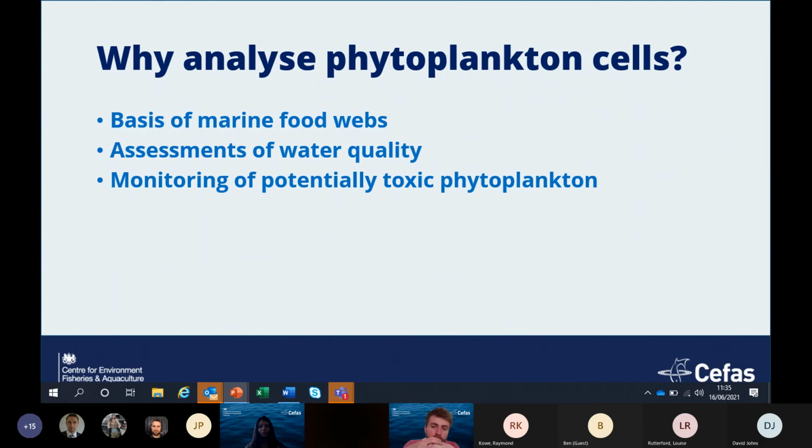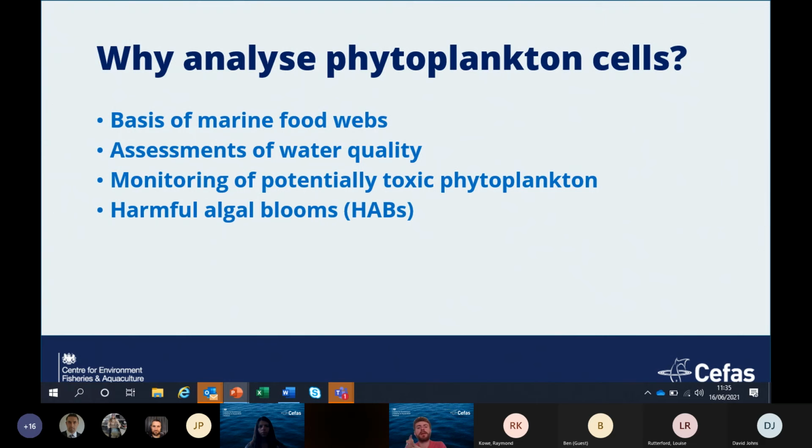Monitoring potentially toxic phytoplankton. This is something I'm going to talk about mostly today. If you are a shellfish farmer, you may be farming, say, mussels or oysters. Those organisms are filter feeders, and species of phytoplankton that produce toxins can accumulate in the flesh, and then toxins that wouldn't otherwise be harmful to us in the water can build up to levels such that they actually become very dangerous.